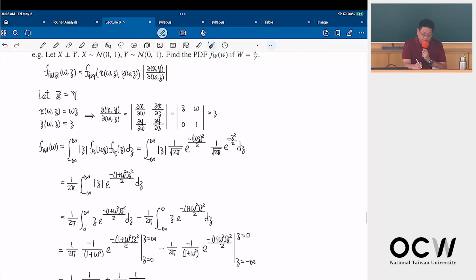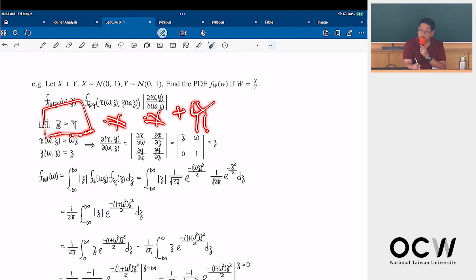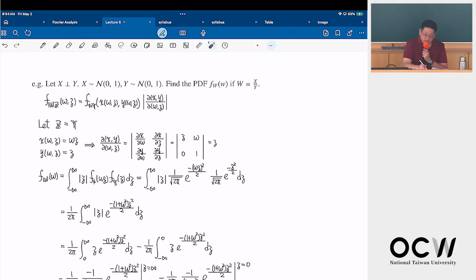In this example, we learned that we can use an auxiliary random variable to help us find our PDF. But for this auxiliary random variable, z equals y. Why not z equals x? Or z equals x plus y? Why did I choose z equals y? And how do I know that I should choose z equals y?